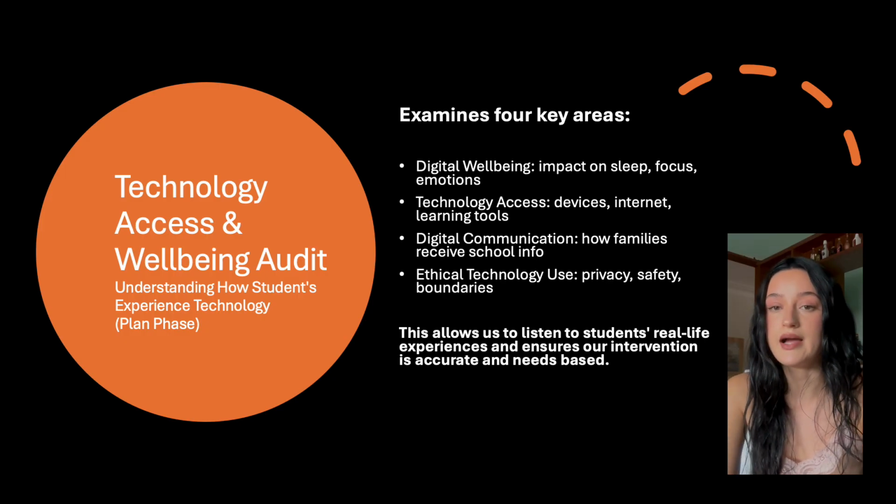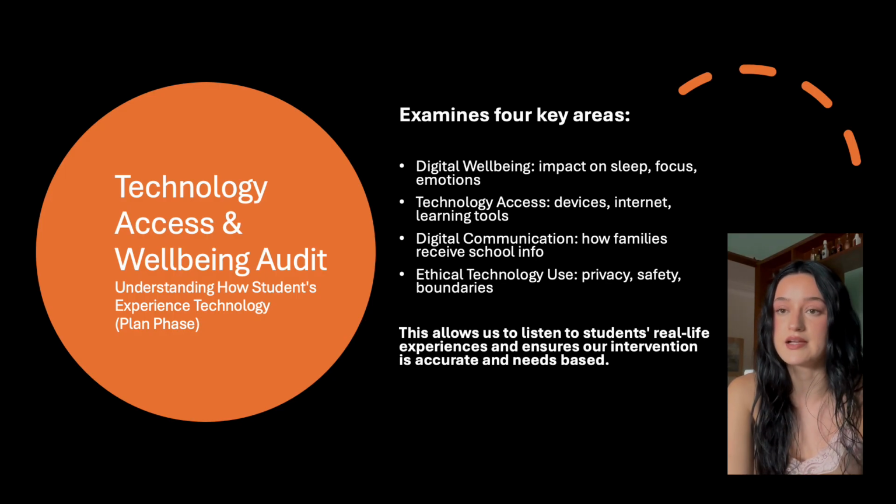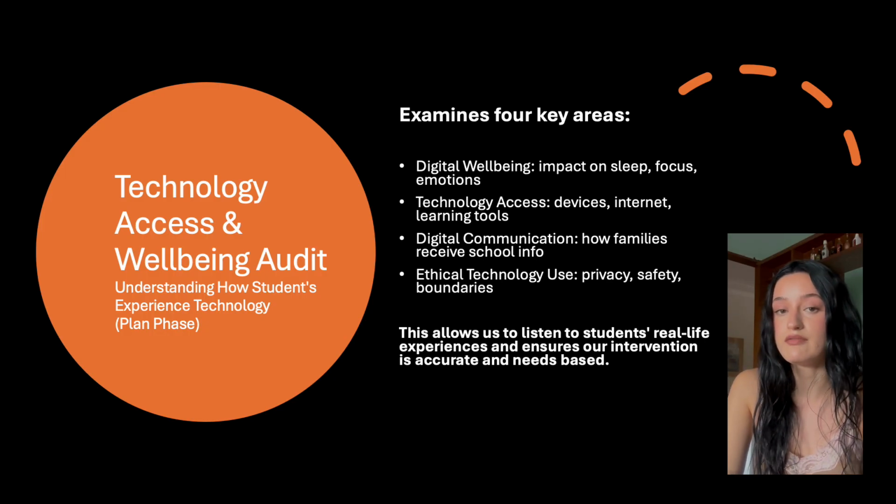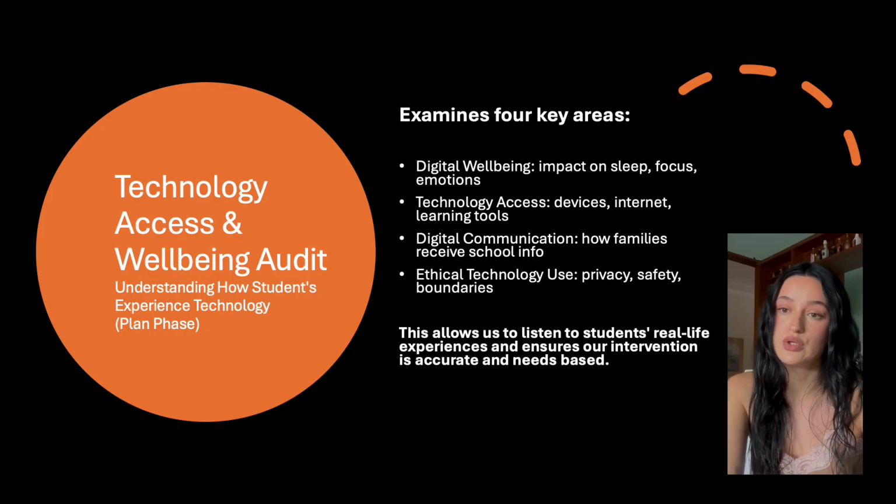Then we have the digital access. It also examines the practical side: the quality of devices students use, how reliable their internet access is, whether digital resources are actually accessible, and whether students have the tools they need for learning. Then there's digital communication. The audit will look at how students and families engage with school communication, whether messages reach everyone, which platform families use, and where digital communication might be excluding people.